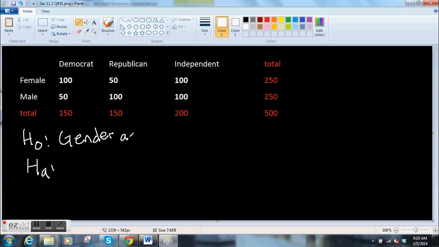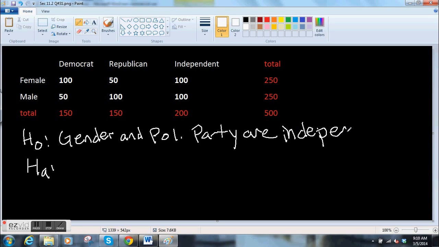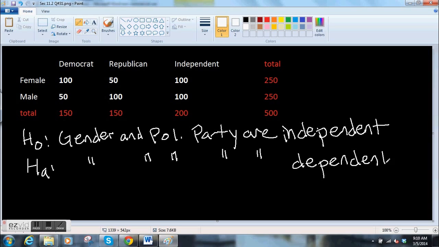The null hypothesis is gender and political party are independent. You have to assume that there's no relationship until you have proven that there is one. And the alternative hypothesis is that gender and political party are dependent. And yes, you can do this on the final, you can write the little hash marks. I get it, you don't want to do all that extra writing. So that's the null and alternative hypothesis.